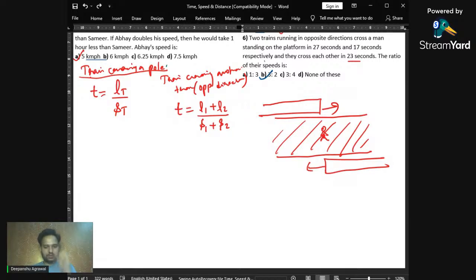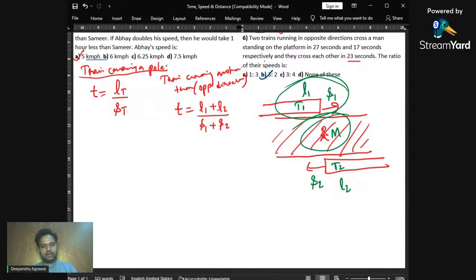So let us assume that the length of this train is L1 and the speed of this train is S1. The train 2 has a length of L2 and is moving at the speed of S2. And there is a man standing on the platform. So the first case would be this train crossing this man. By this formula, we can calculate that the time taken by the first train to cross the man would be length of the first train divided by speed of the first train, which is given as 27 seconds.